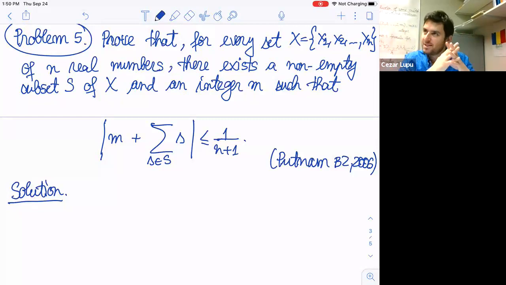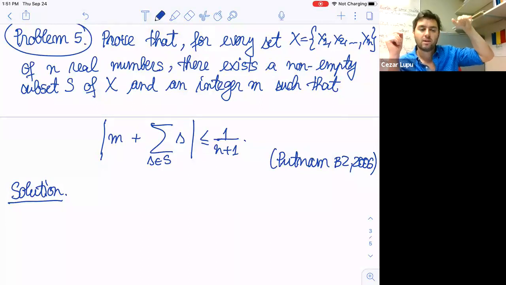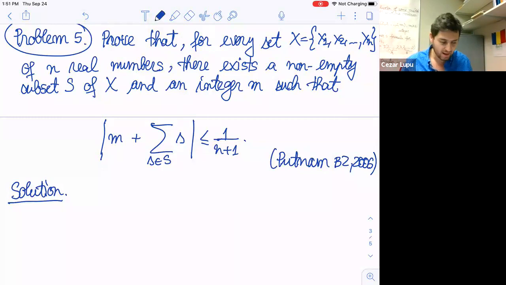So maybe I should look at the solution of that problem, which is pretty straightforward. You divide the interval 0, 1 into 0 to 1 over n, 1 over n to 2 over n, and so on, into n subintervals of equal length. Since there are n plus 1 numbers, at least 2 of them will fall into one of those subintervals, and the difference between those is at most 1 over n. So maybe I should cook up something which will be similar to that.